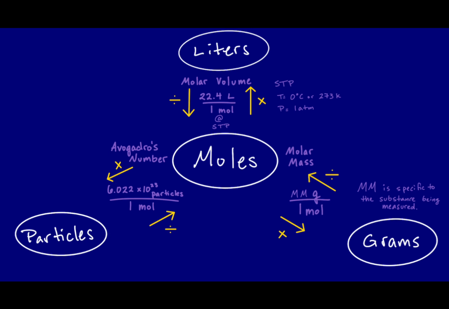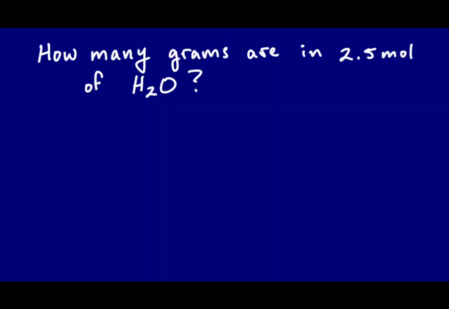So those are the 3 converting factors that we're going to look at today. Like I said before, everything's going to have to go through moles in order to get somewhere else. So let's start working through some practice problems and get some examples going to see how we can actually use each of these different converting factors. Our first example is asking how many grams are in 2.5 moles of H2O.